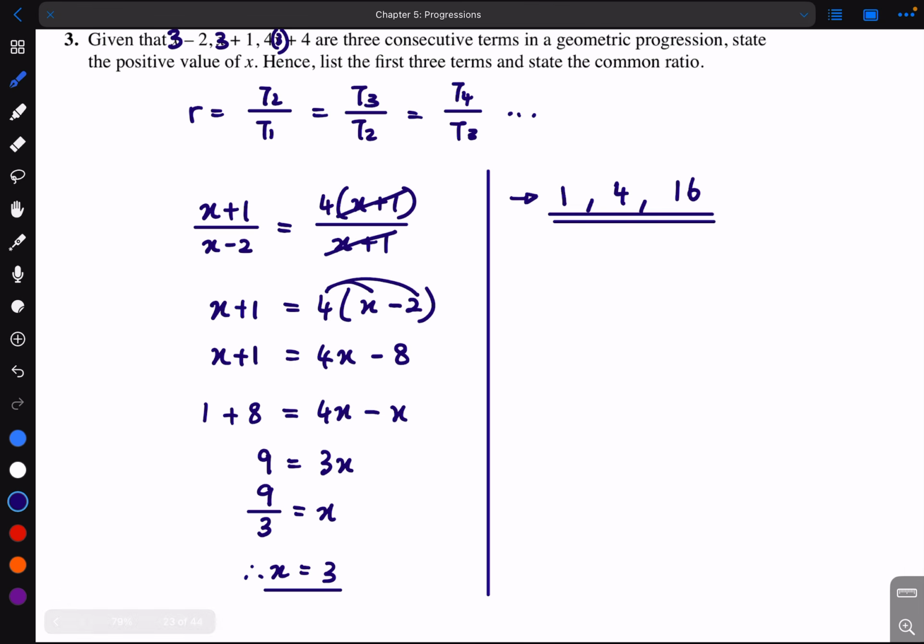Then we need to find the common ratio. Common ratio is just this lah, T2 over T1. So T2 over T1 is just 4. Okay, done. That's it.